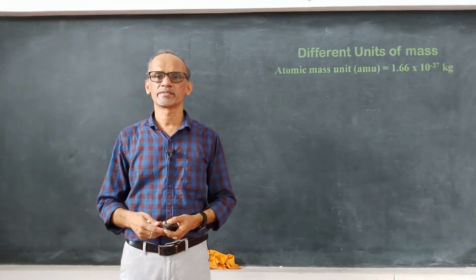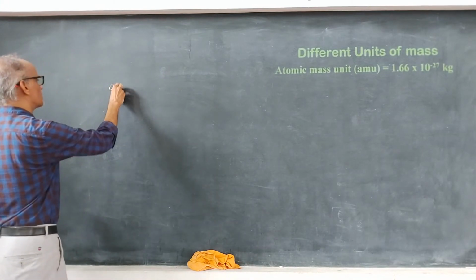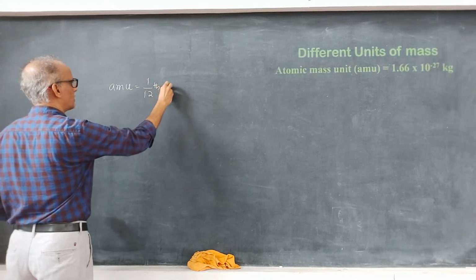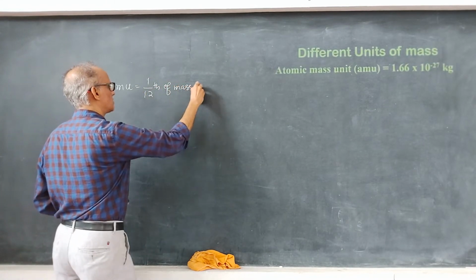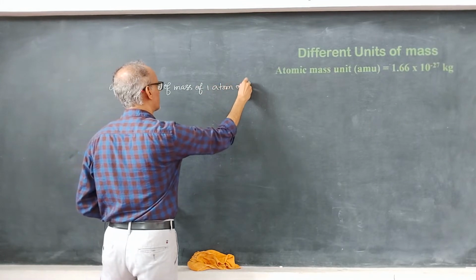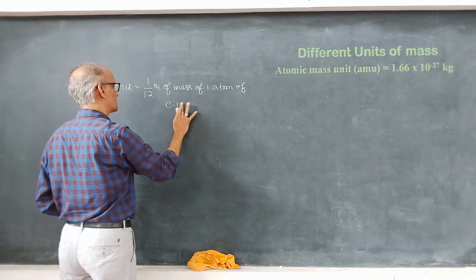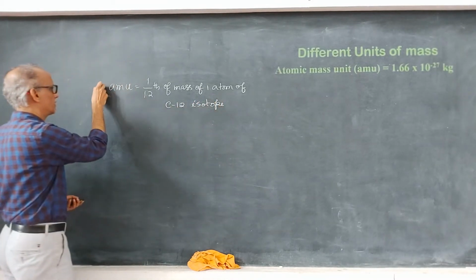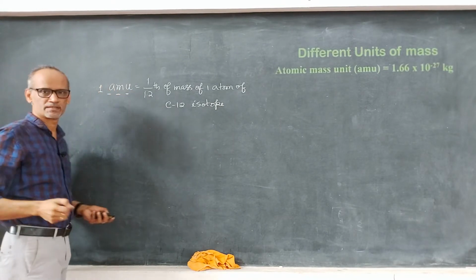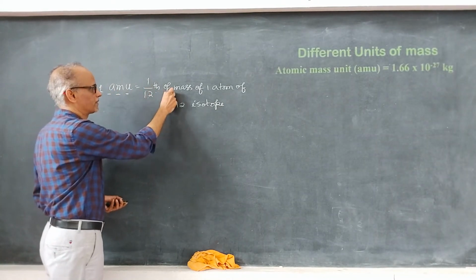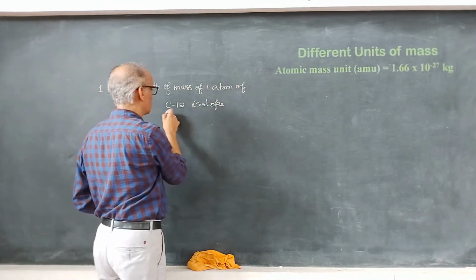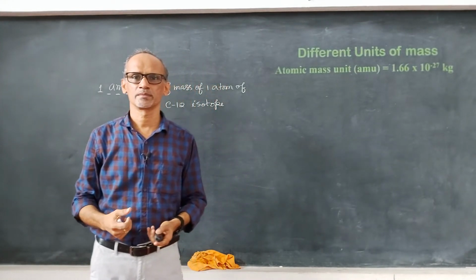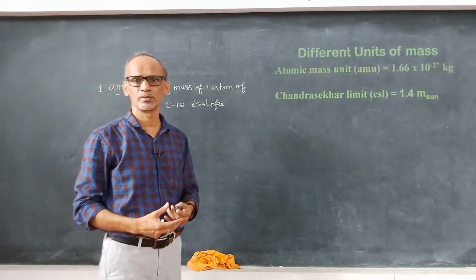How do we define the atomic mass unit? 1 atomic mass unit is defined as 1/12 of the mass of 1 atom of carbon 12 isotope. This is how we define it. How to define 1 atomic mass unit? 1 atomic mass unit is defined as 1/12 of the mass of 1 atom of carbon 12 isotope, and this is the smallest unit of mass used.